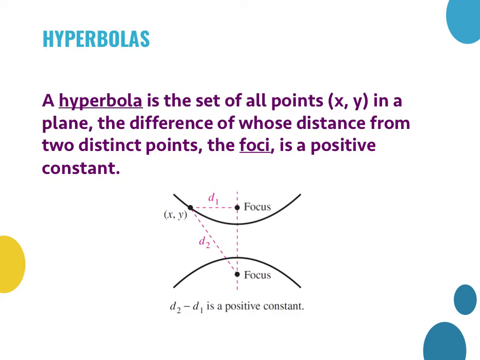A hyperbola is the set of all points x, y in a plane, the difference of whose distance from two distinct points, which are called the foci, is going to be a positive constant. So again, this is what our graph is going to look like. It's actually going to look like two parabolas on the same graph. So it looks like it's got the happy parabola and the sad parabola, or it'll also look like the C or the backward C. You're going to be graphing them both on the same coordinate plane.